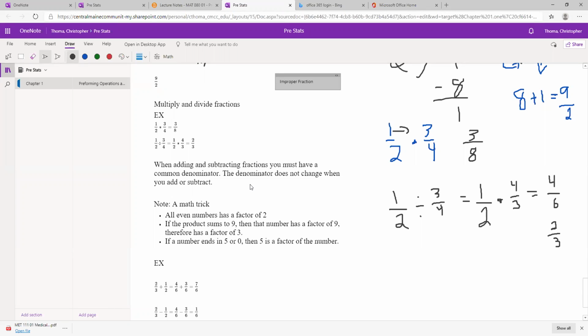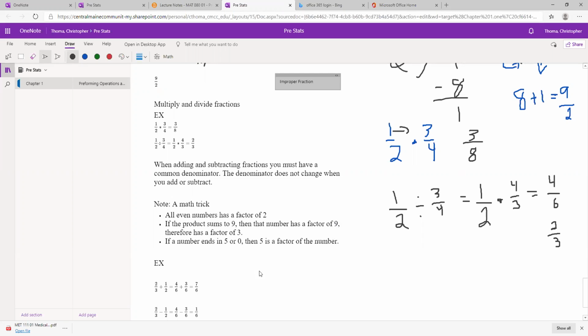When you add and subtract, you must have a common denominator. The number in the bottom must be the same, right? So a little math trick, right? All even numbers have a factor of 2. If the digits sum to 9, then the number has a factor of 9. And since it has a factor of 9, it also has a factor of 3.